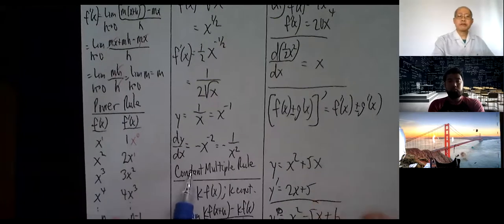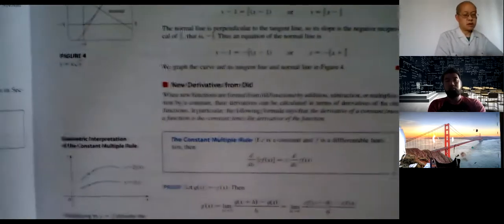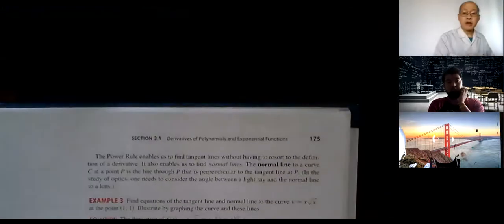All right, constant multiple rule, or constant multiplier rule. Okay, what page am I on? 175 now.